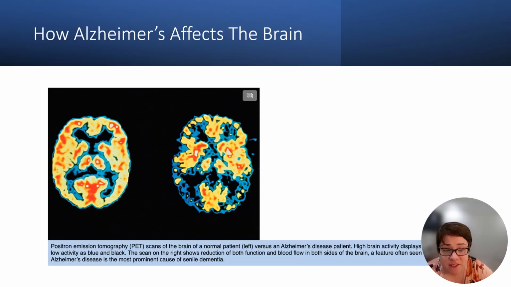So on this slide I have a picture of a PET scan of the brain of a healthy patient versus a patient with Alzheimer's disease. High brain activity is indicated by the color orange, and low activity is represented as blue and black. The scan on the right shows a reduction of both function and blood flow in both sides of the brain, which is a feature seen in Alzheimer's disease.